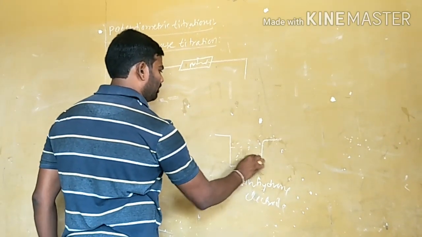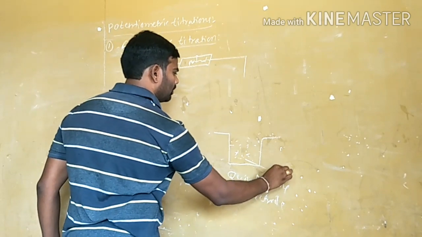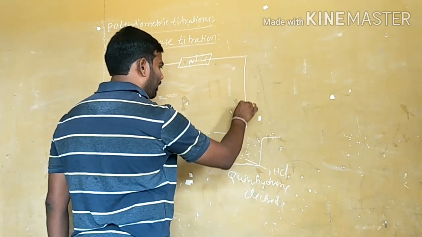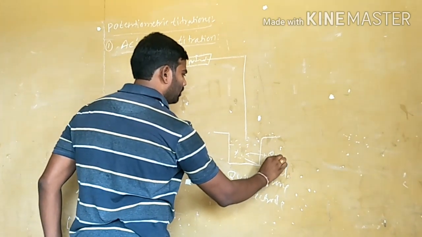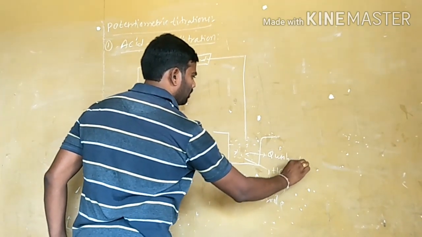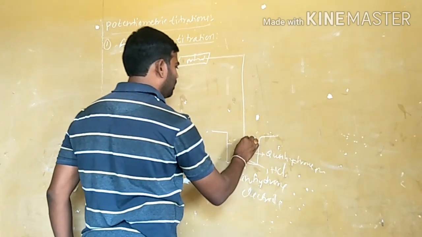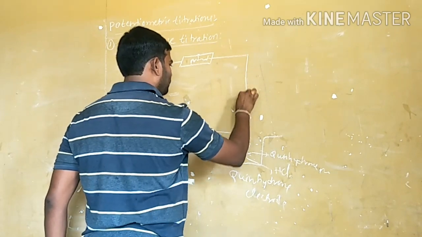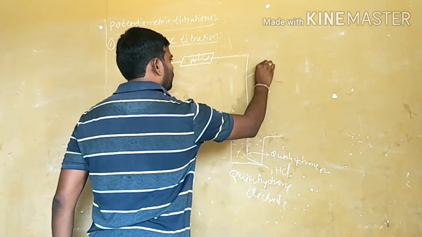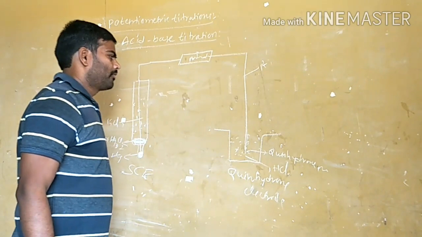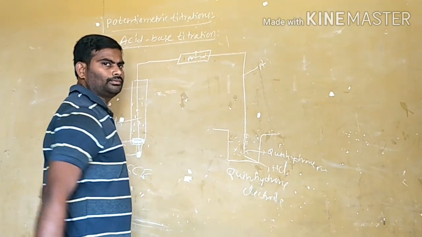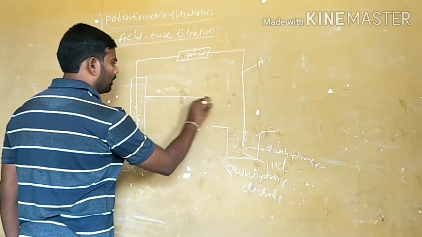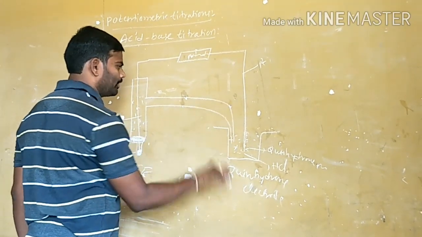And here we are taking HCl solution, and we are dipping quinhydron powder, and we are dipping the platinum wire. This is a quinhydron electrode, and these two are connected by the salt bridge.